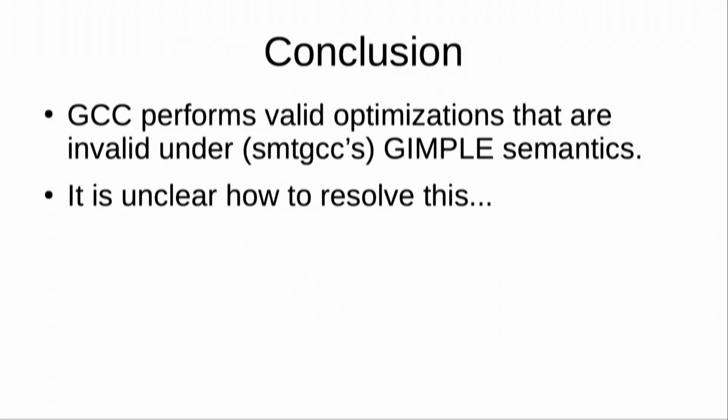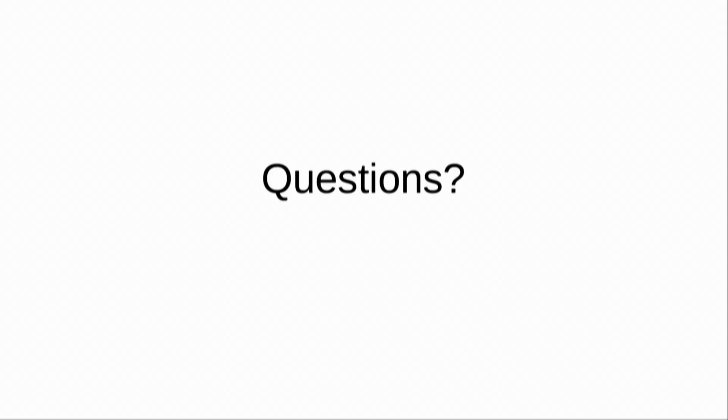So yeah, this was my last slide. My conclusion here: GCC performs valid optimizations that are invalid under the GIMPLE semantics, or at least SMTGCC's interpretation of the GIMPLE semantics. And I think there are inconsistencies in any case, and it's not completely clear how to resolve this. And that was the end of what I had.